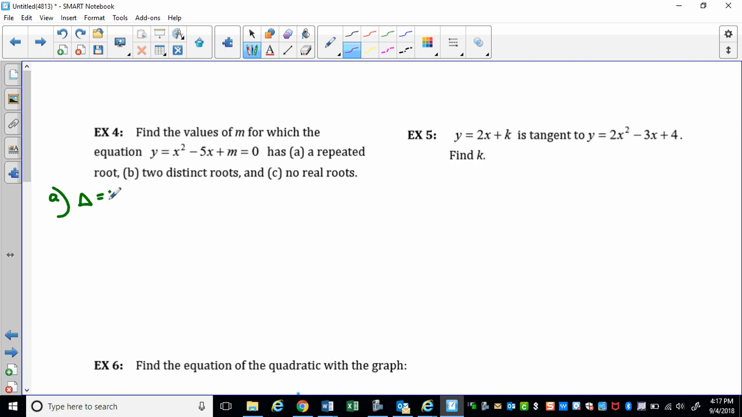When the discriminant equals 0, my discriminant is b squared minus 4ac. I always have to do it in order. I have to say the whole thing. B squared minus 4ac. So negative 5 squared minus 4, a is 1, c is m. Has to equal 0. When that equals 0, we'll have one repeated root. All right, negative 5 squared is 25 minus 4m.